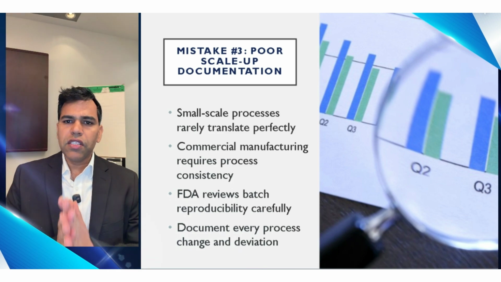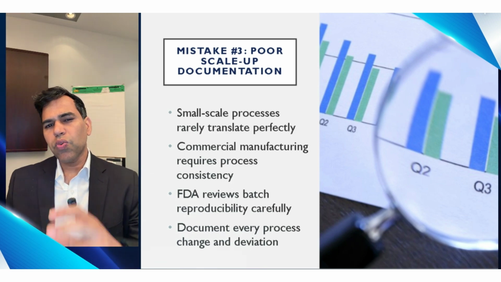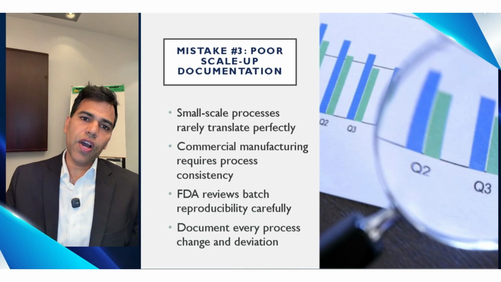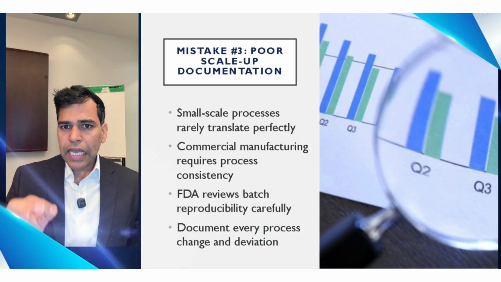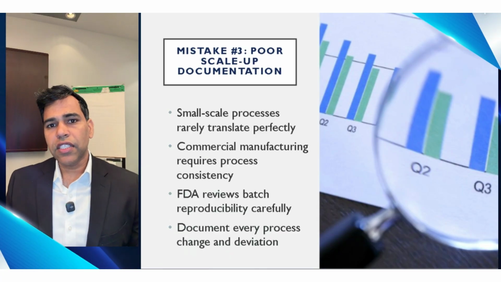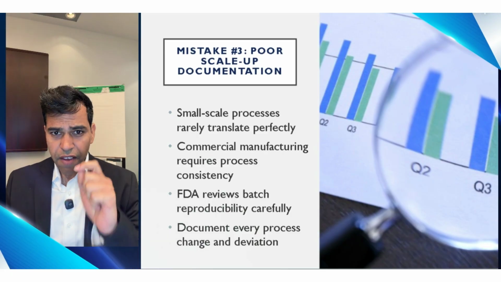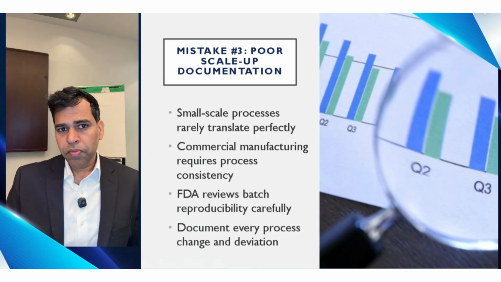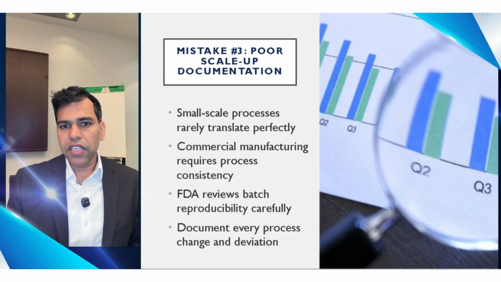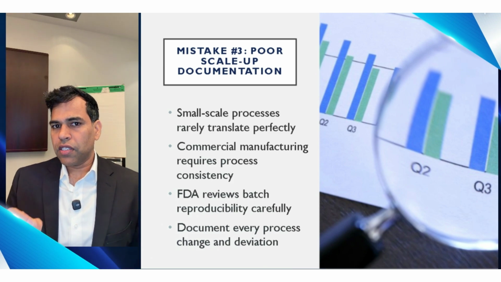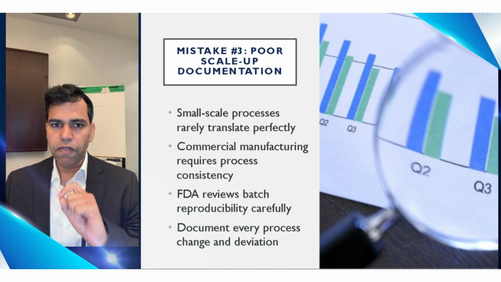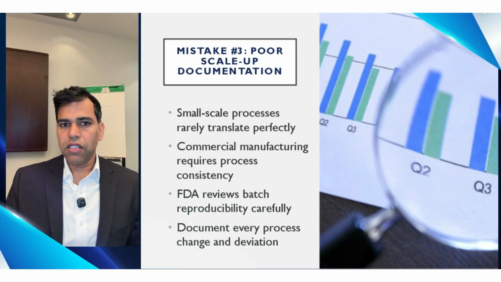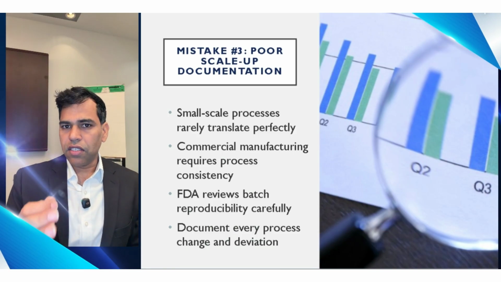Mistake number 3 is poor scale-up documentation. Here is something that surprises early stage teams: what works beautifully in a 2-liter reactor doesn't automatically translate to a 500-liter commercial batch. Scale-up is where manufacturing reality hits theoretical process design, and FDA reviews batch reproducibility very carefully during NDA review. Every process change, every deviation needs to be documented with scientific rationale, not just flagged in a lab notebook somewhere, but formally captured with context, justification, and the data that supports it.